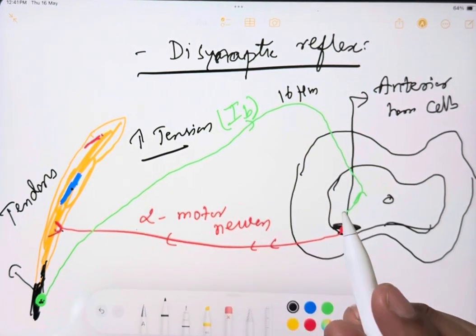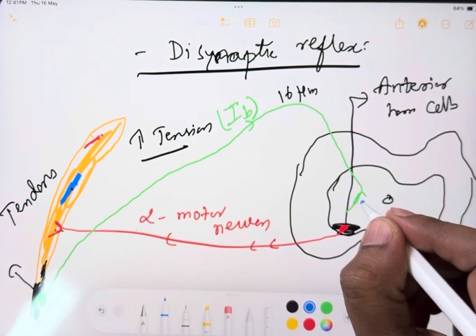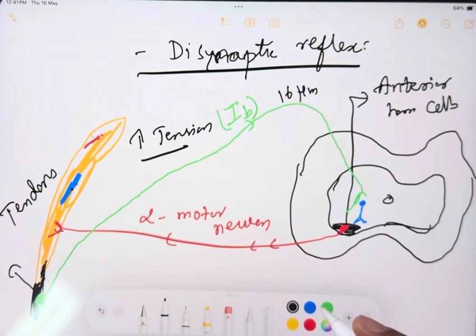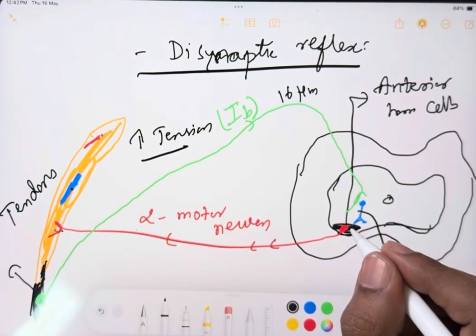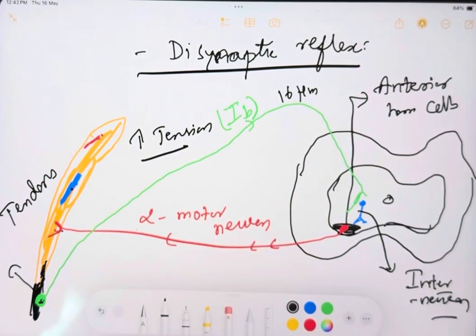Now there will be one interneuron in between. The small blue color I am highlighting is an interneuron. Let me write here, interneuron. Interneuron in between these sensory fibers and the alpha motor neuron.